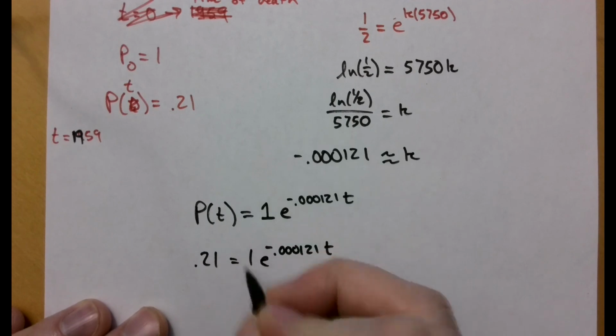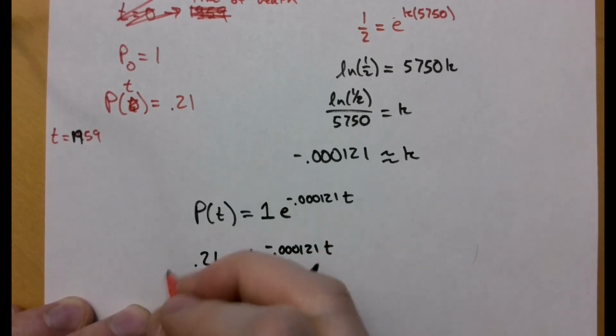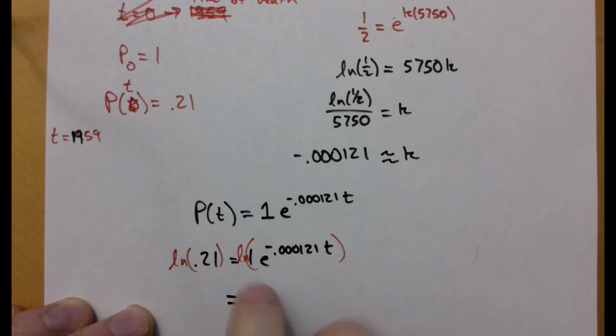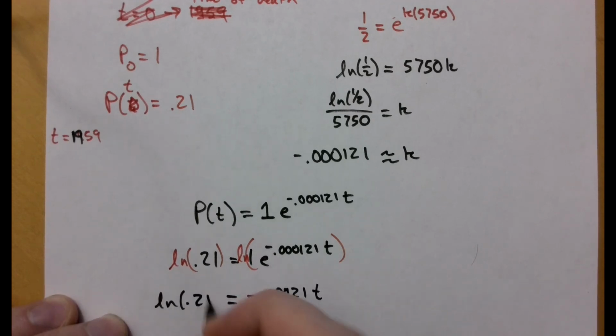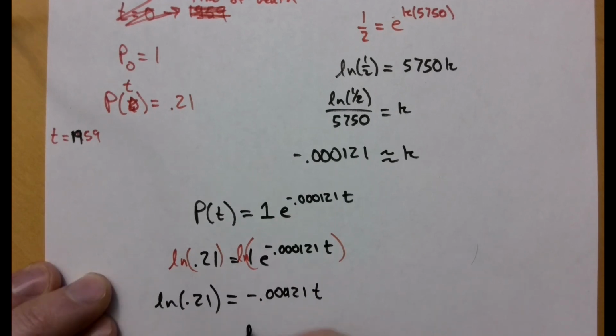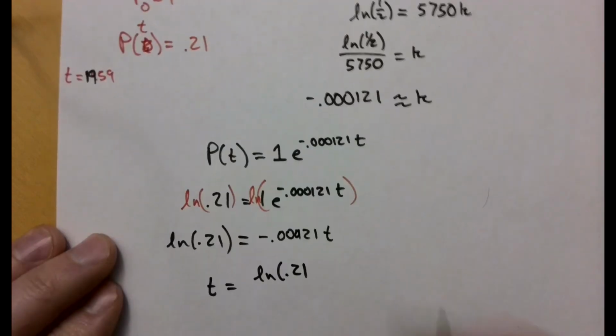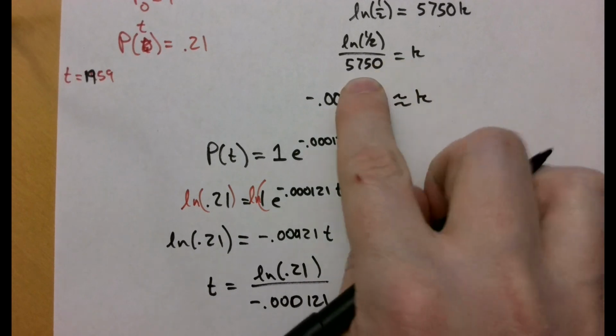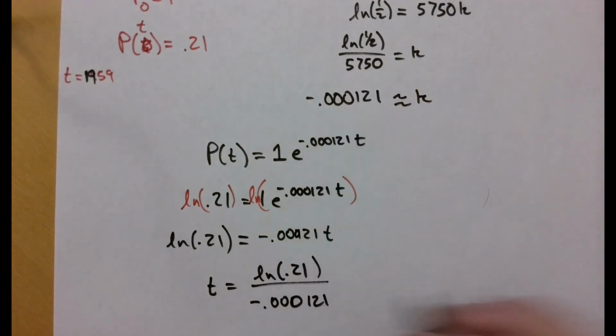Well, this one was unnecessary. We're just going to straight up take the natural log of both sides right off the bat. And since these parts are inverses, that leaves us with negative 0.000121 t. Oops, I missed a 0 in there. That's equal to natural log of 0.21. I then divide by this. So my t is equal to natural log of 0.21 divided by negative 0.000121. Now recall that I'm going to use this value in my calculator, not this approximation.